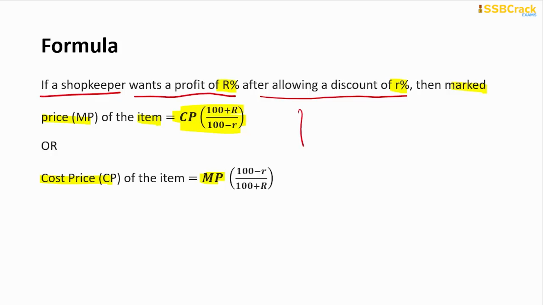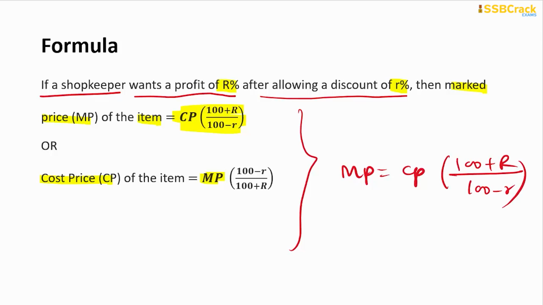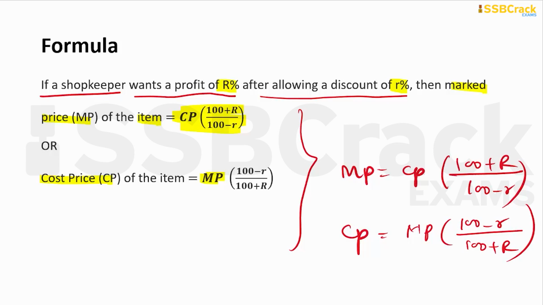So you can remember only one formula. What is that? You can remember that MP is equal to CP into 100 plus R upon 100 minus r. And when you want to find the CP, you can rearrange this formula, that is MP multiplied by 100 minus r upon 100 plus R. So the hint is that mark price is always associated with discount. So the small r is the rate of discount, right? So that term will come in the numerator with the MP when you are finding the CP. When you are finding MP, there will be CP with the formula.